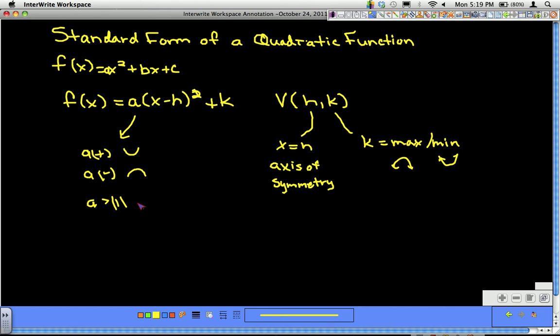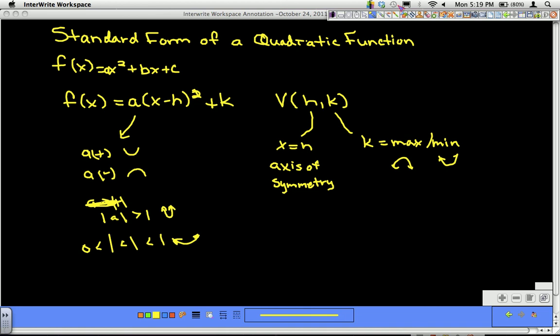Sorry, I should redo that. If the absolute value of a is greater than 1, then this thing is going to get much steeper. If the absolute value of a is between 1 and 0, so basically a fraction, this thing is going to get wider. And again, obviously, positives and negatives is going to flip it upside down one way or the other. So that's our setup and what we're looking for when we set this equation up.